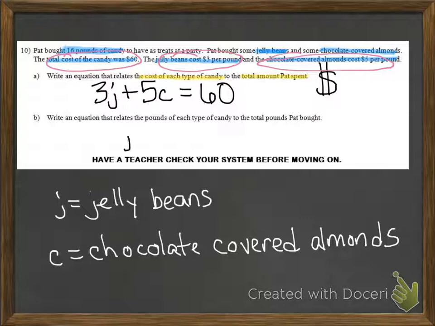In part B, we don't need any additional numbers next to the J and C. We're just looking at the total pounds of each candy, which is what J and C represent. So when we combine J and C together, the total pounds of candy bought is supposed to be 16.